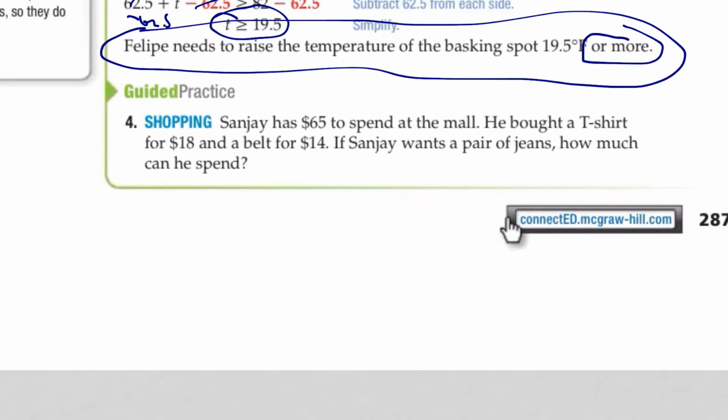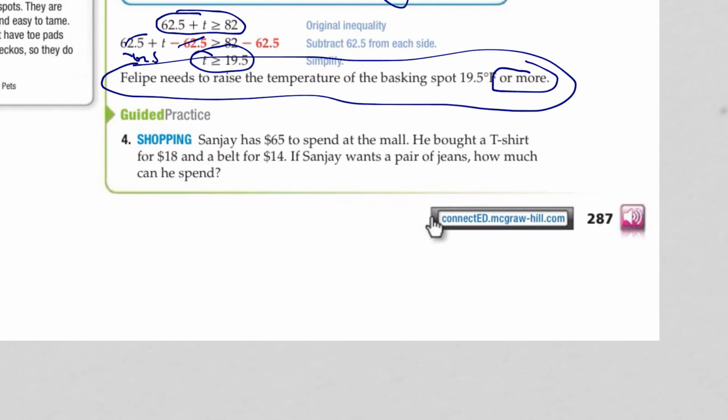So look at this one. Sanjay has $65 to spend at the mall. So let's just write that. $65. He bought a t-shirt for 18 and a belt for 14. Okay, so 18 and 14, that's 32, just to have it there. If Sanjay wants a pair of jeans, how much can he spend?